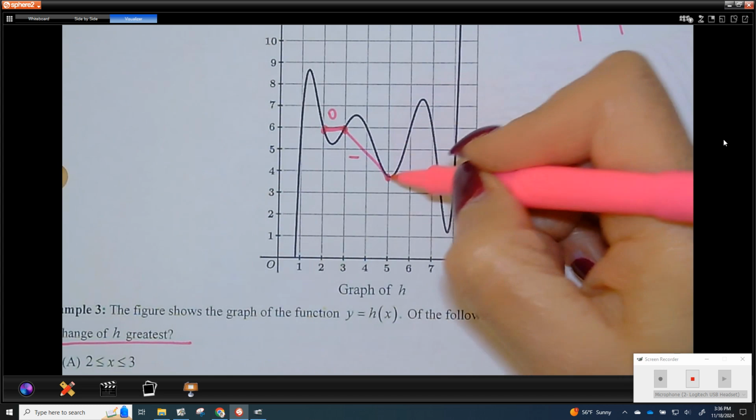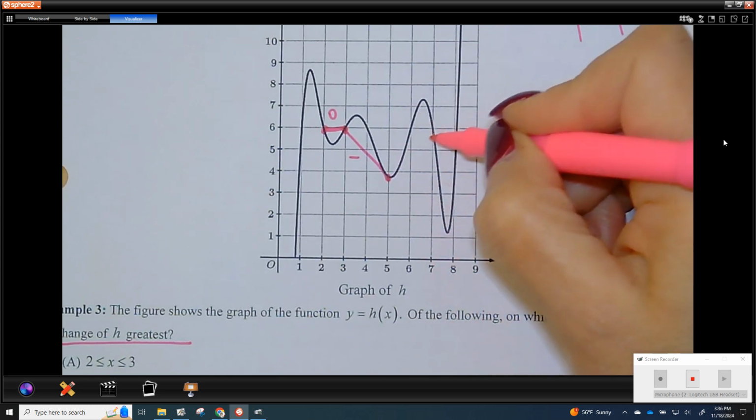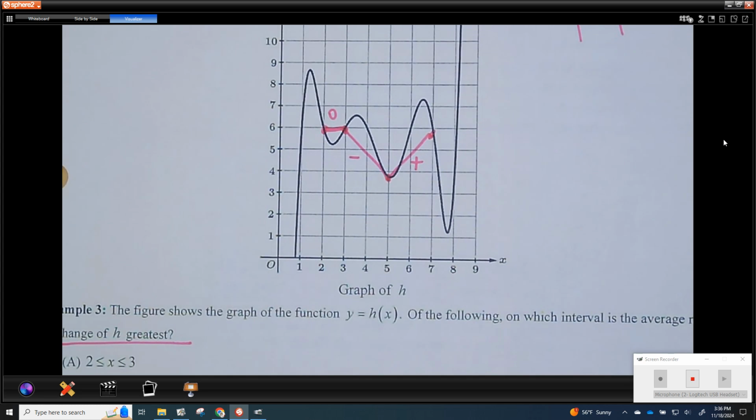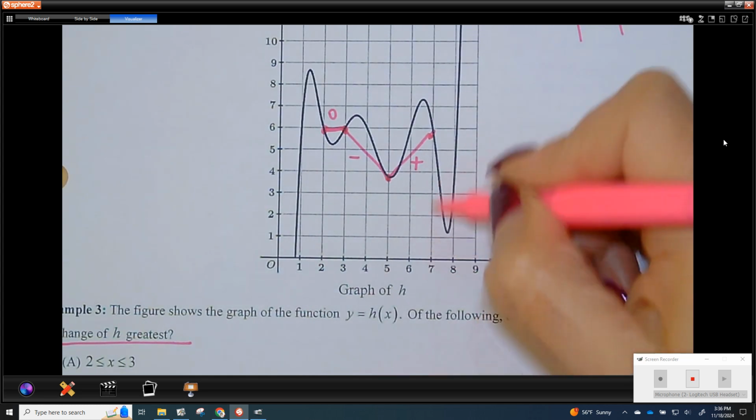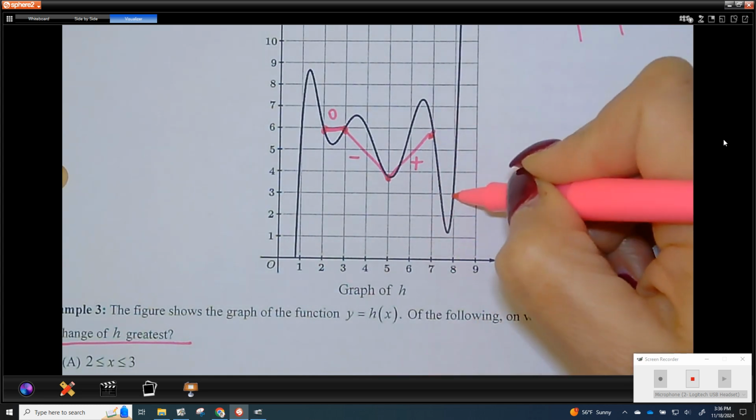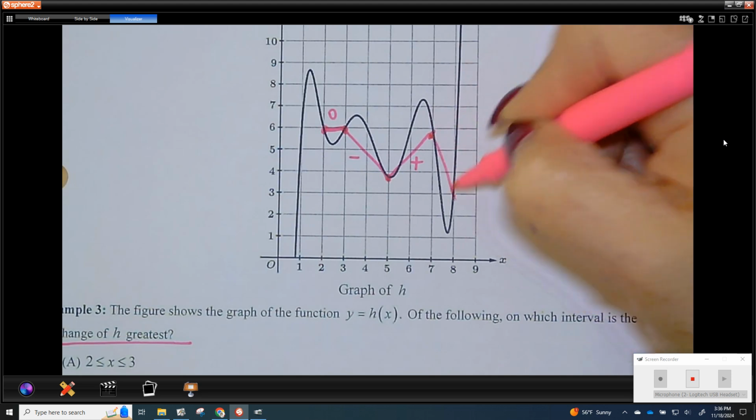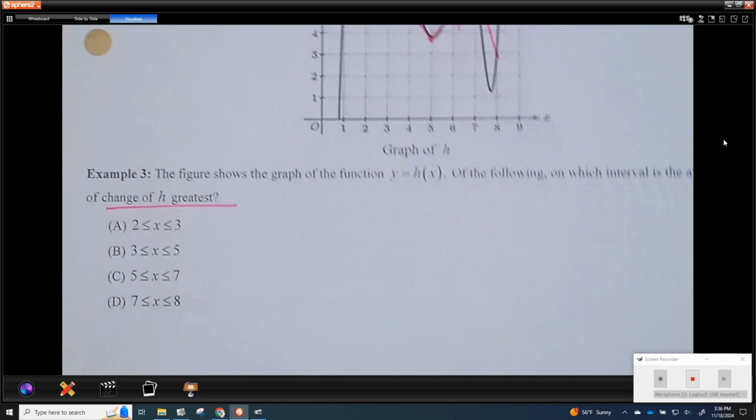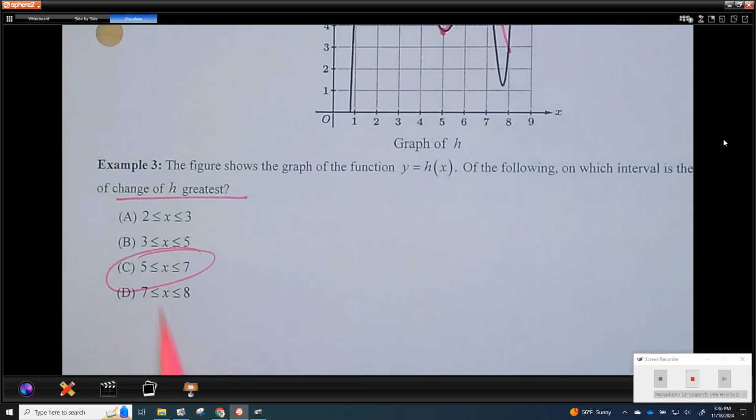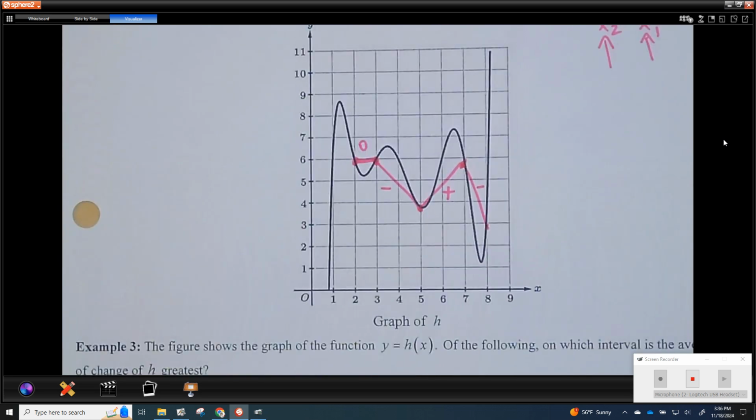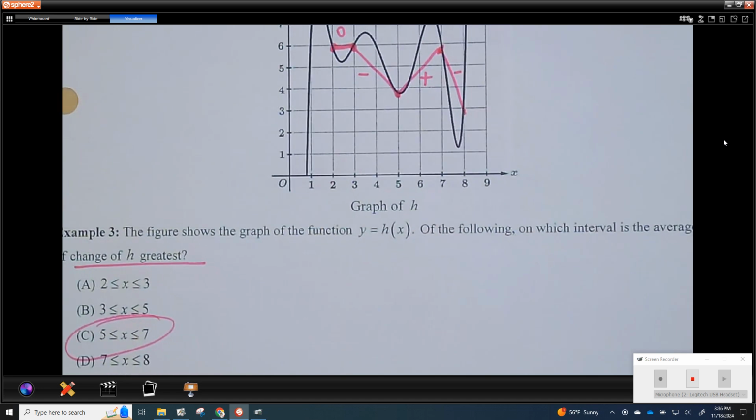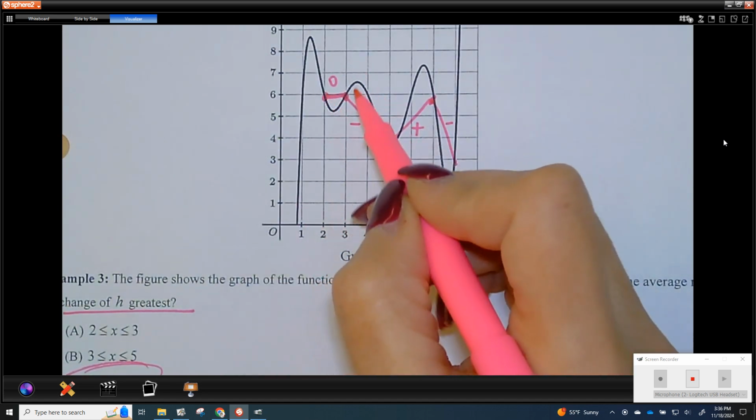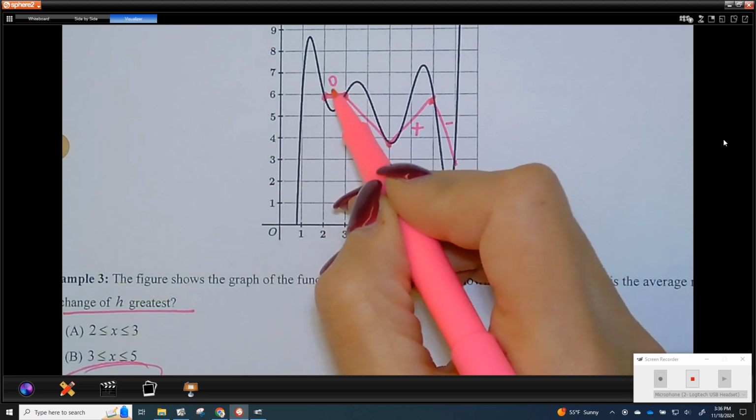5 to 7 is right there, 7 is right here. That is a positive rate of change. And then 7 to 8, 7 is right here and 8 is right here. Again, it's going down, so that's a negative. So the only one that's a positive rate of change, which would be the greatest, is 5 to 7. Okay, these are the average rate of change because we're just finding 2 points. Notice here we're going down and then up, so the difference is 0.